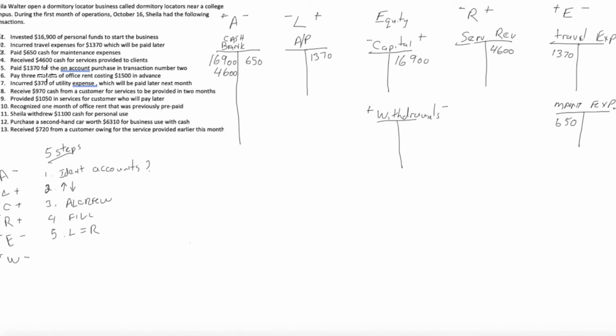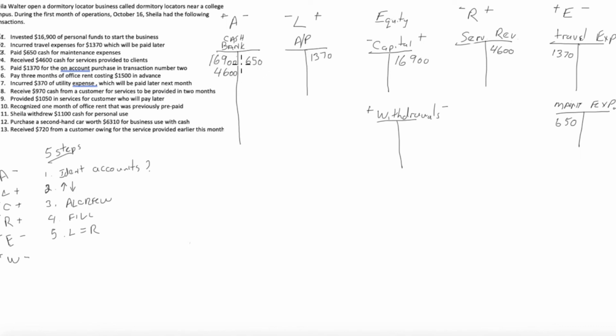Paid $1,370 on account. Purchase in transactions in number 2. So we paid for some of the issues that we owed, right? I think number 2 was travel expenses. So we paid for our travel expenses. If we paid for them, it means our cash, we had to go to the bank, and the bank went down. And then with our accounts payable, do we owe it more? No, so it would go down as well, right?